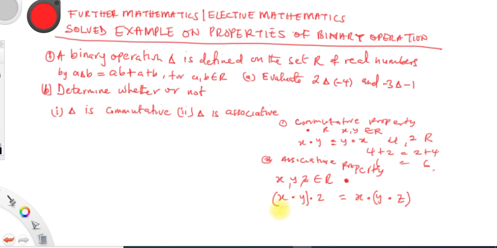So at the end of the day, irrespective of whether you apply the operation on the first two and then combine your answer with the last element, or you perform the operation on the last two elements and combine that answer with the first element, irrespective of the order, if this is equal to this, then we can conclude that the operation dot is associative.